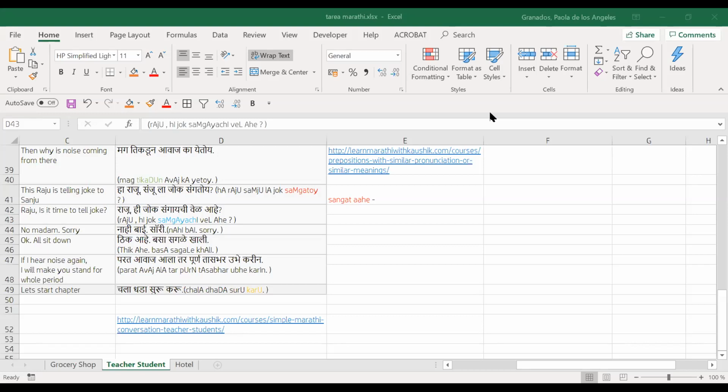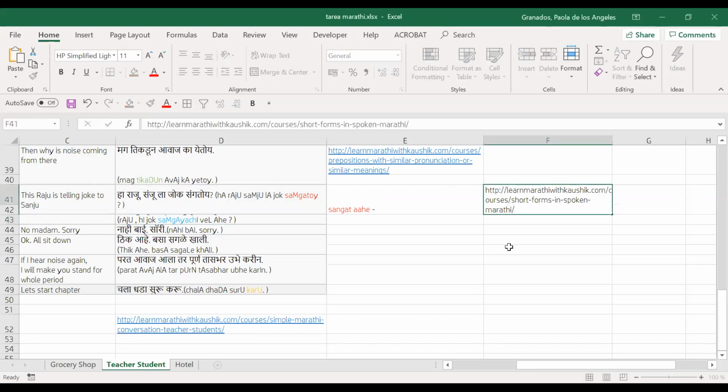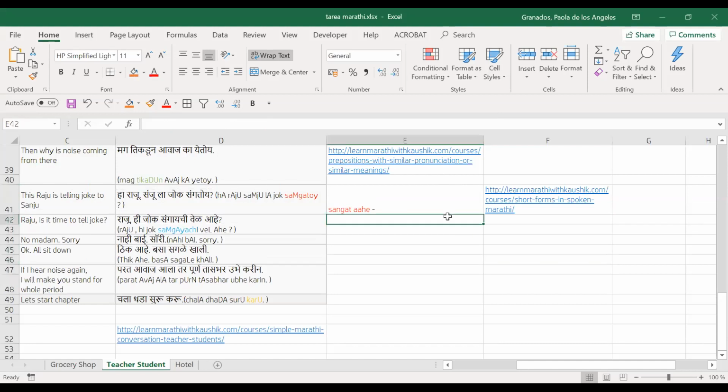So what general short forms do we use? There will be different short forms based on the different dialects and regions of Marathi and Maharashtra. But these short forms are used in the standard language as well, so you may even find them used in newspapers. Let's go ahead.